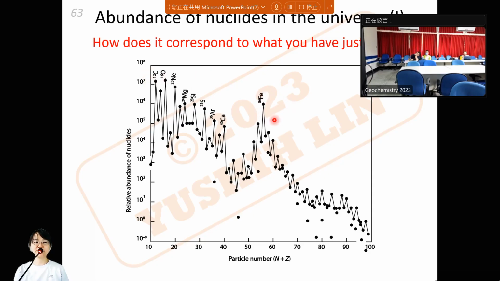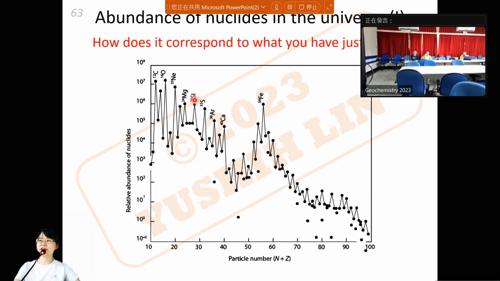Why we have a second peak here? Because this is the end product of nuclear fusion. Now we have a closer look. What are the atoms here? They are basically the most abundant elements in the universe, aside from hydrogen and helium. They are carbon, oxygen, neon, magnesium, silica, sulfur, argon, calcium.